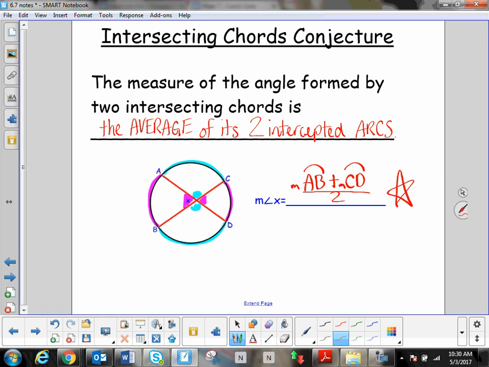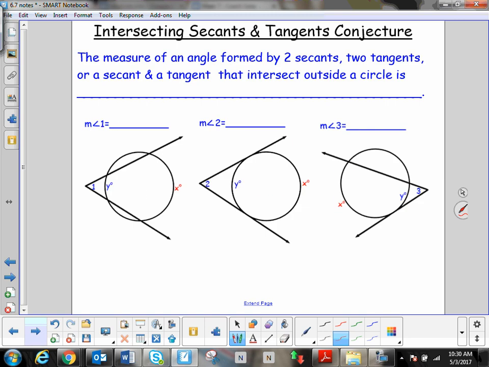Everybody got this down? Yeah? Okay, let's go to the next conjecture. It's kind of like three conjectures in one. They had them written out in the book as three different conjectures, but to me they're all related almost the exact same way. So this one's called the intersecting secants and tangents conjecture. It's either going to be two secants, or two tangents, or a secant and a tangent.